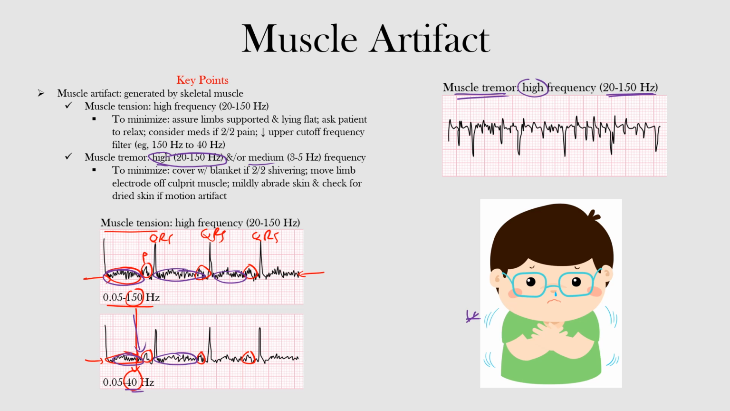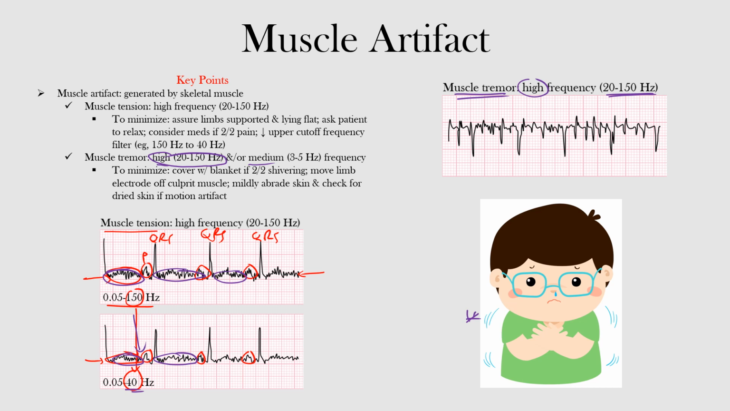All right, so let's review what we discussed before we end here. Muscle artifact, like we said, is generated by skeletal muscle. So make sure you're checking your patients for any resting tremor from Parkinson's disease or any other condition, whether it's pain or whatever the case is. Make sure that you try to alleviate that and are aware of that as you're recording the EKG. With muscle tension, this is a high frequency one.